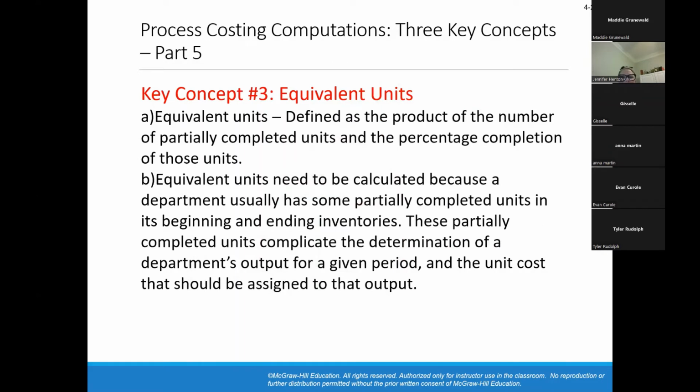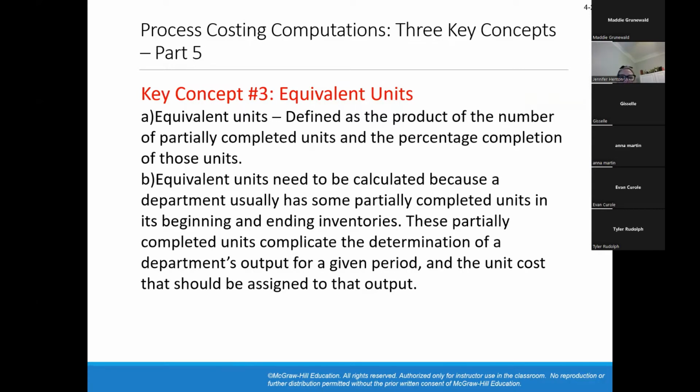And then we have something called equivalent units. The equivalent units are the product of the number of partially completed units. So remember I said we're going to have some units that aren't all complete. Maybe they're 50% complete, 20% complete. So those we're going to call equivalent units, and the percentage of completion of those units. When you go through the example, you'll see how to figure that out. But basically it's not completed. It's a work in process.